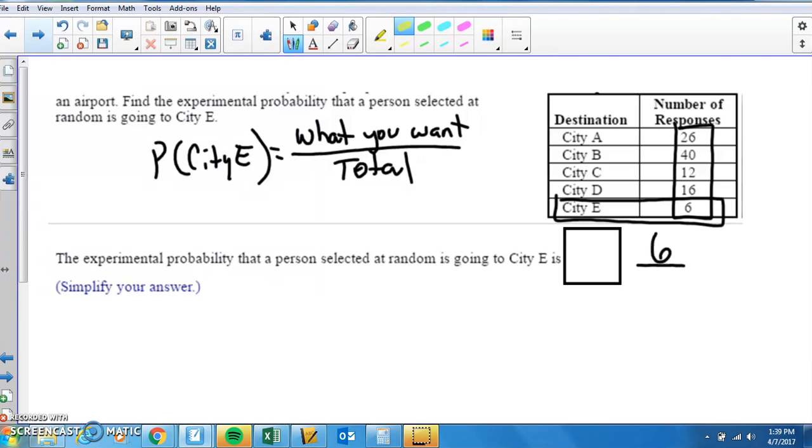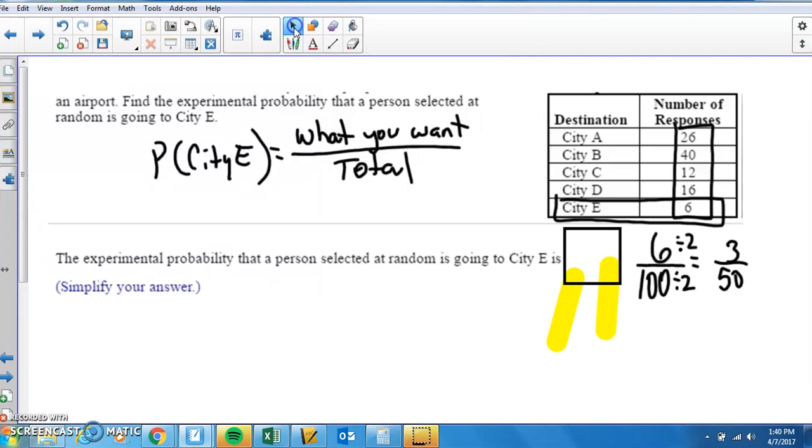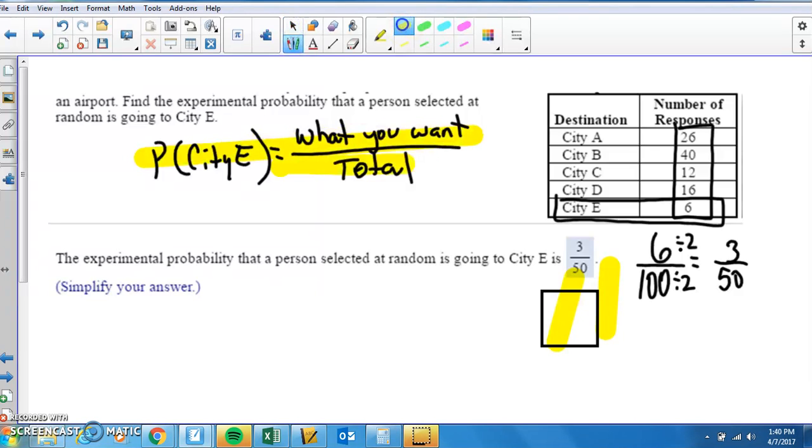So if we add everything together, you have 26 plus 40 plus 12 plus 16 plus 6, and that gives you 100. So our probability is 6 out of 100, and of course we want to simplify it. Each of those can be divided by 2, so that gives you 3 out of 50, or 3/50, which would be our answer. And if you will, copy this down. And then that is our answer.